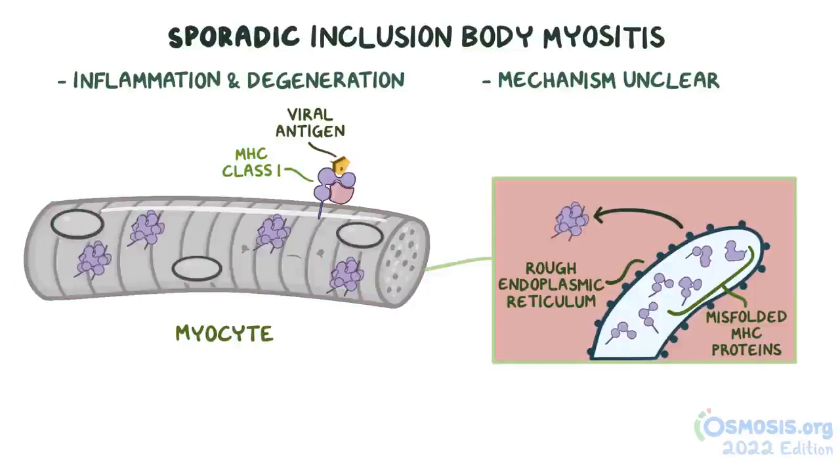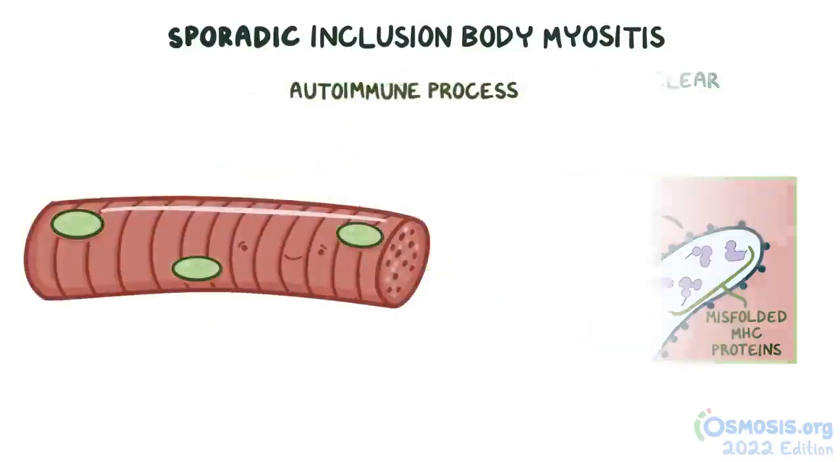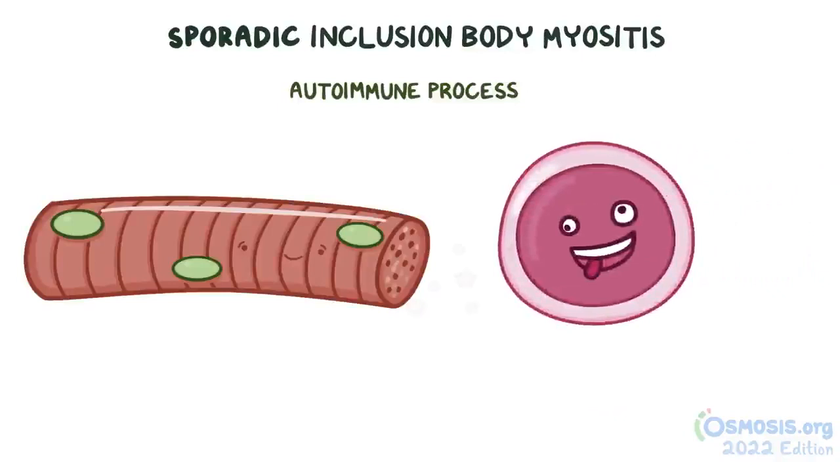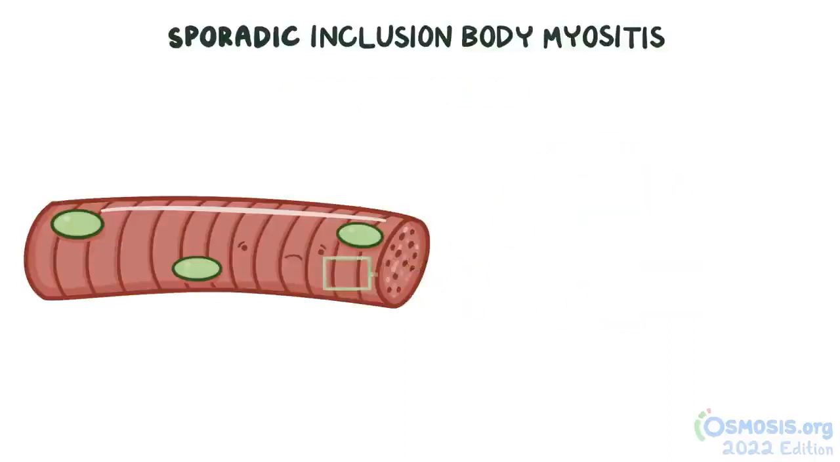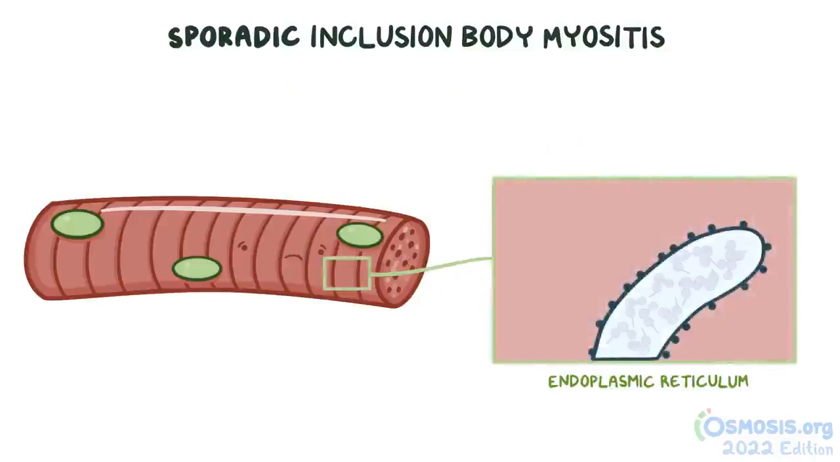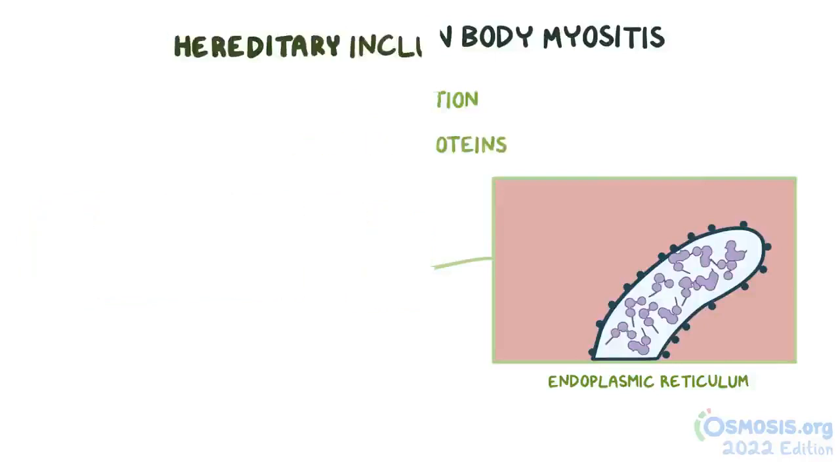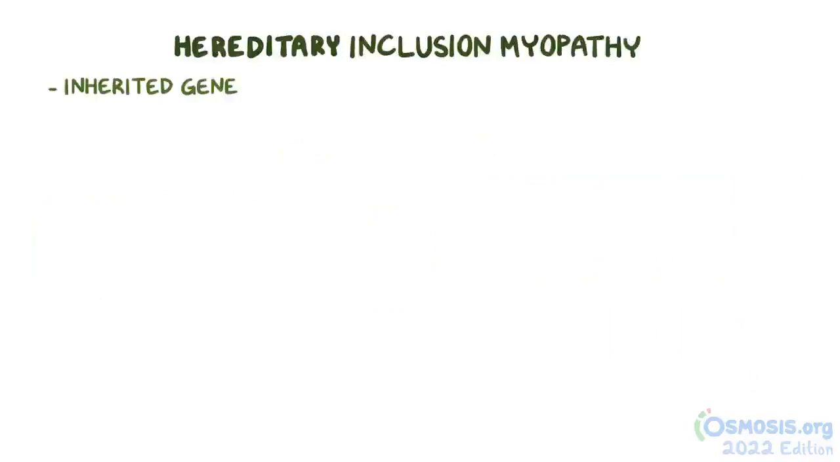Alternatively, sporadic inclusion body myositis may be triggered by an autoimmune process. That's where T lymphocytes go rogue and inappropriately start to attack normal myocytes. In this scenario, sporadic inclusion body myositis is primarily a degenerative disorder that leads to cellular dysfunction. This dysfunction can lead to the endoplasmic reticulum of these myocytes improperly creating and folding proteins, resulting in the accumulation of many misfolded proteins. By comparison, hereditary inclusion myopathy is a rare inherited genetic disorder.